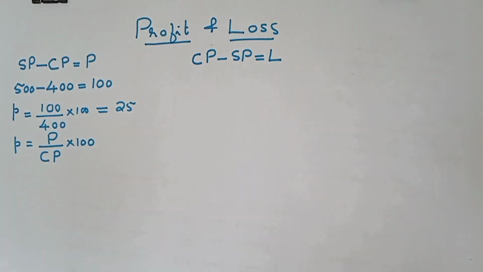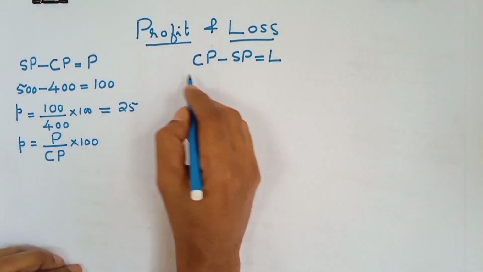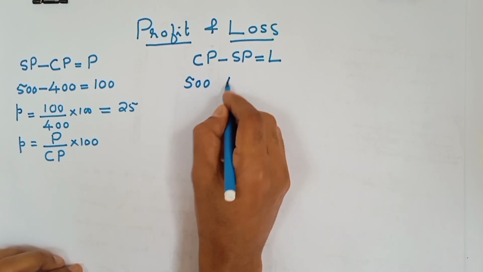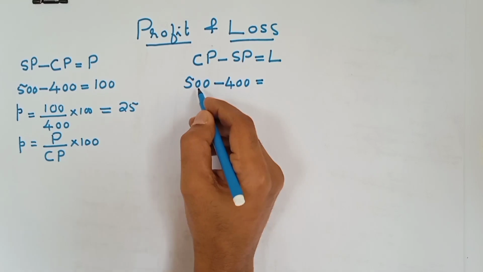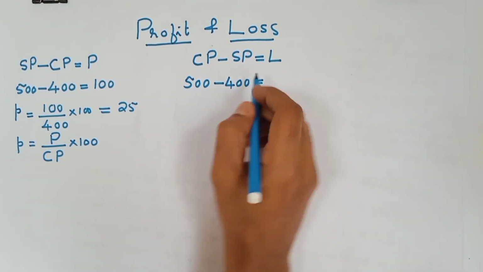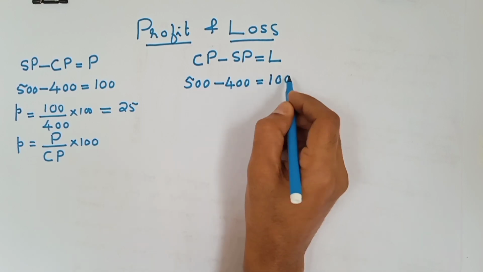Now let's look at this case. Let me use the same numbers, but you will invert: 500 for CP and 400 for SP. What do you see here? You're buying something at a higher price, selling at a lower price. That will certainly result in loss, which is 100 rupees.